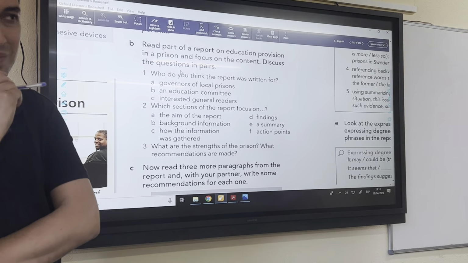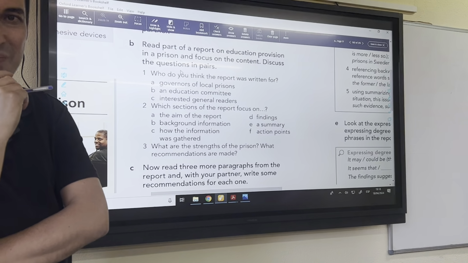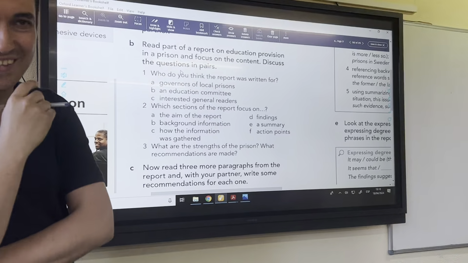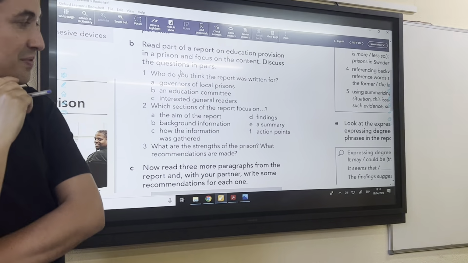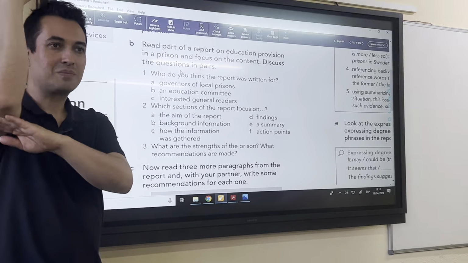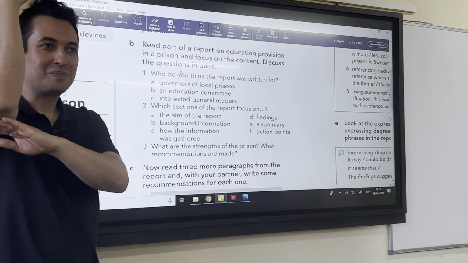A. A, B? Any other opinions? C? Okay, let's vote. Who votes for C? Who votes for B? Who votes for A? It's A, okay? It's directed to governors of local prisons so that with this information they can change the prison for the better.